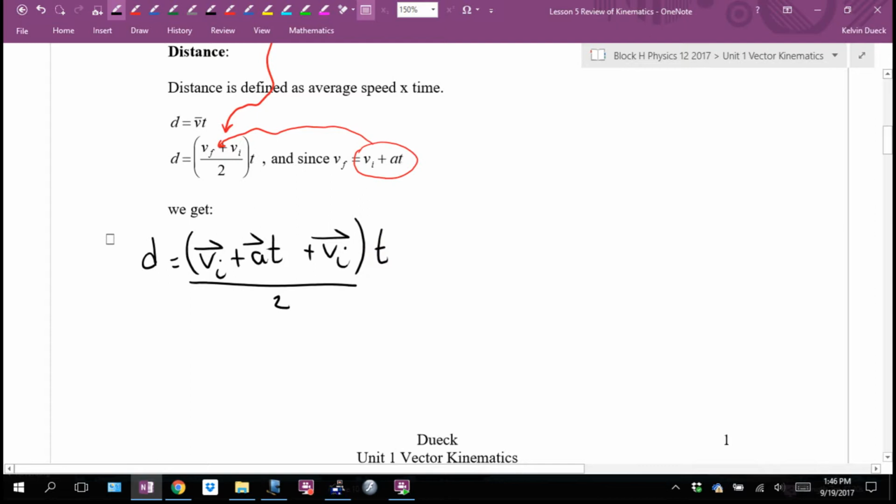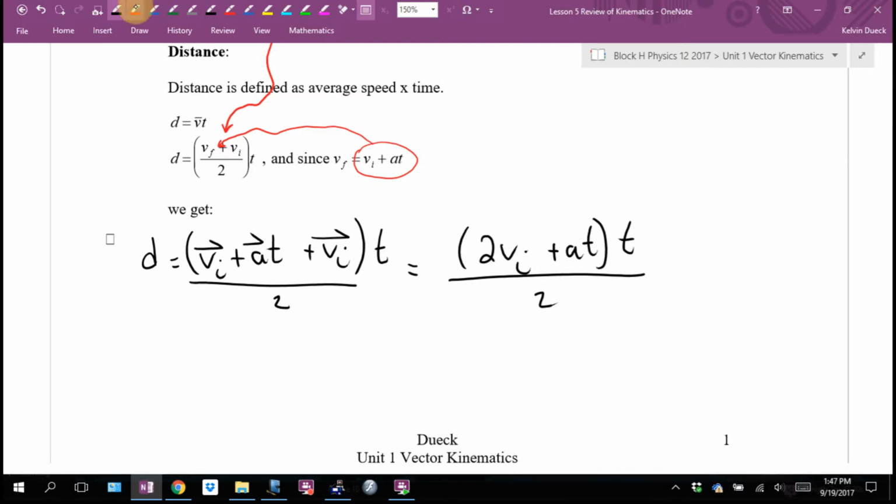Ooh, cool. Look, I have like terms. What's 1 VI plus 1 VI? 2 VI. So if I hear you correctly, I don't think I do, you're telling me I can write this as, in brackets, 2 VIs plus AT. The T is still outside the brackets. All over 2. I'm going to multiply the T into the brackets. Chunk.